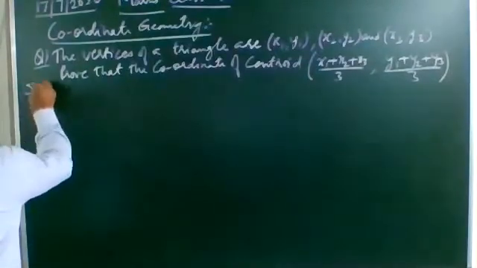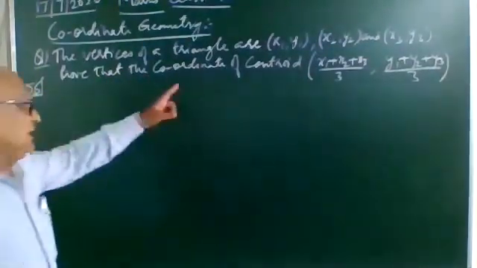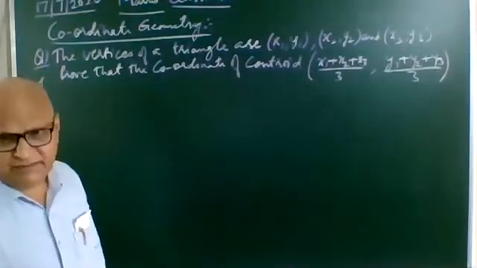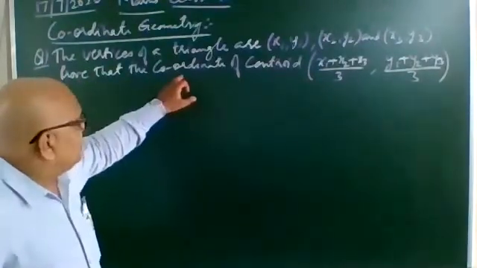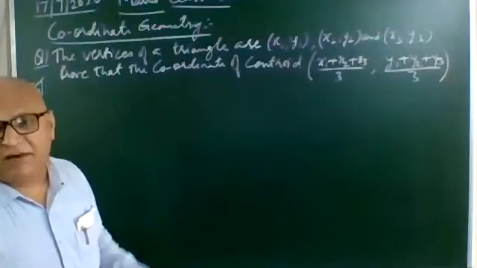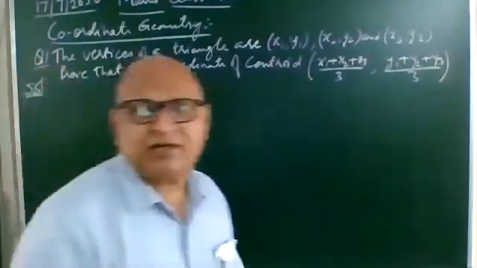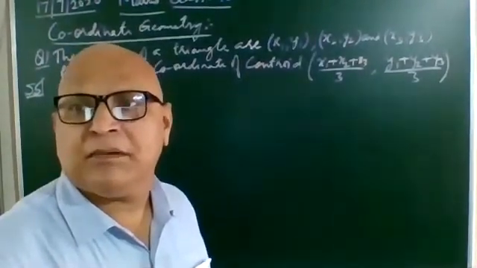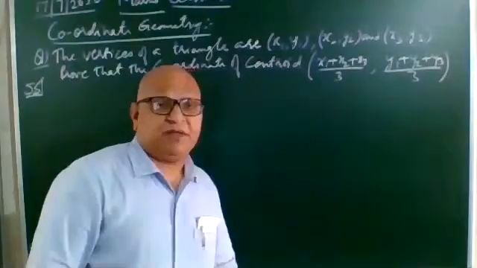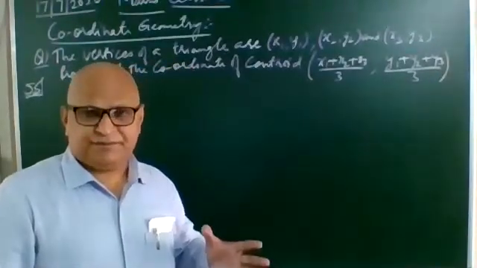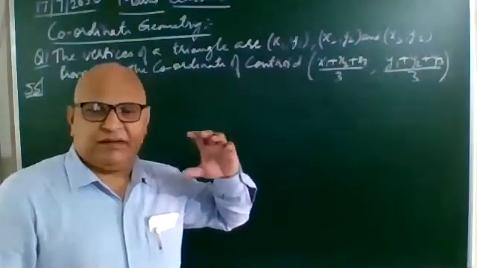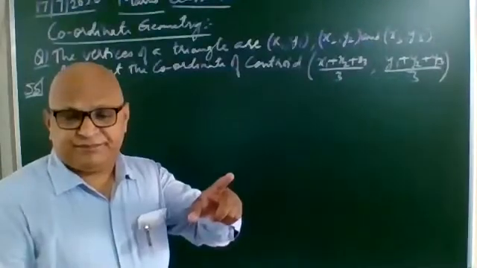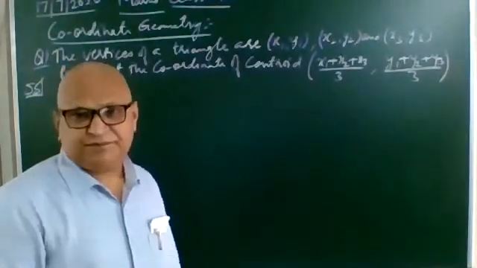Now, solution. Vertices of a triangle are x1, y1, x2, y2, and x3, y3. Coordinate of centroid. Now, what is the meaning of centroid? First of all, you must know. Centroid is the point where medians meet.